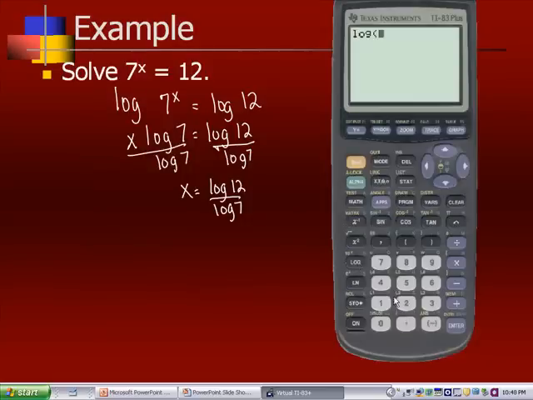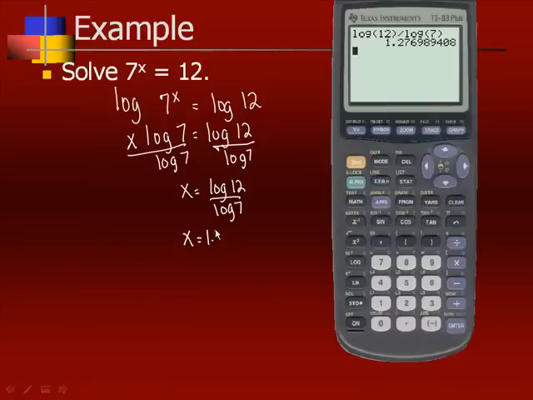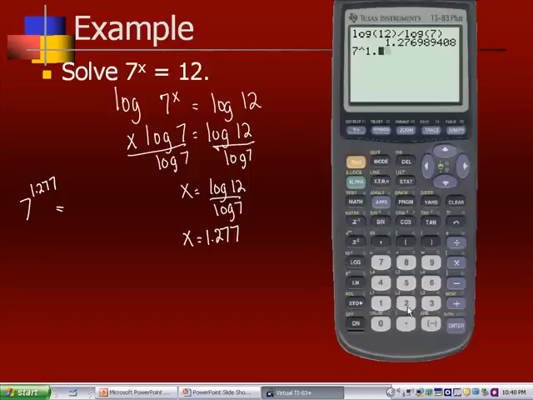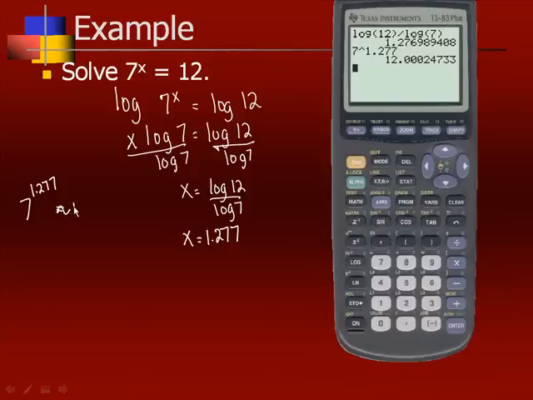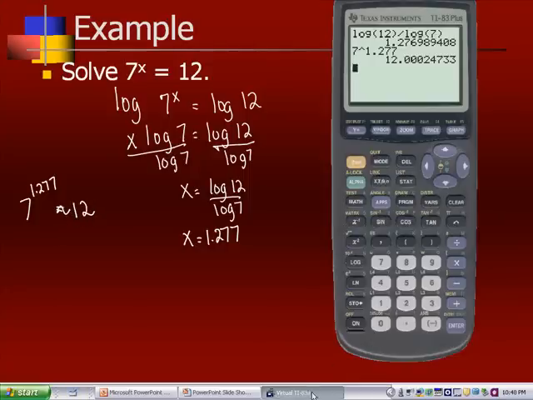Okay, so on our calculator, we're going to say the log of 12 divided by the log of 7, which would give us x is 1.277. If we wanted to check it, plug it back in. 7 to the power of 1.277 should be pretty close to 12. Now, because of rounding, we didn't get exactly 12, but we got almost 12.